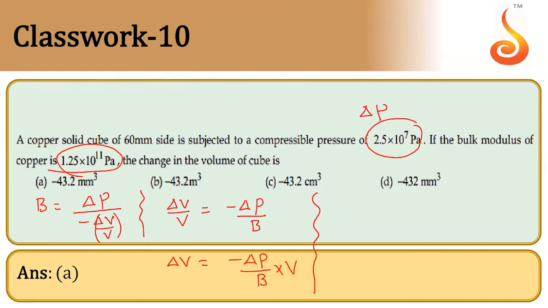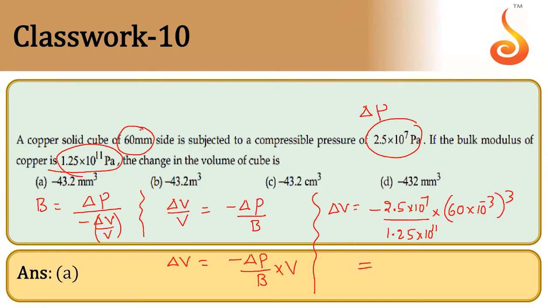So now delta V is equal to what? Minus delta P, 2.5 into 10 to the power of 7, divided by bulk modulus 1.25 into 10 to the power of 11, into the initial volume. They gave the side of the cube. So what is the volume of the cube? A cubed, 60 into 10 to the power of minus 3, whole cubed. Simplify, children, you will get the answer. How much are you getting?